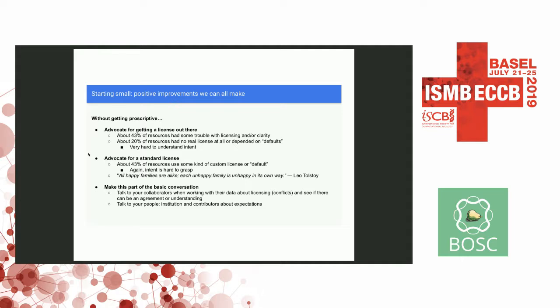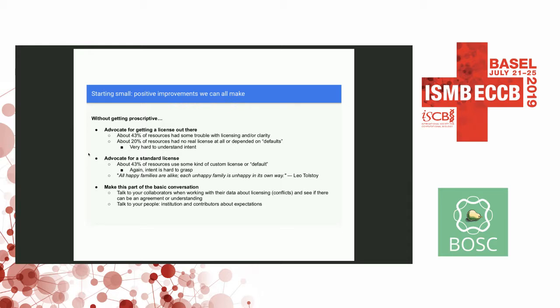So another concrete thing to do, on a super small scale, is advocate for getting a license out there. Unfortunately, I think these numbers might be a little off. We updated recently, but 43% of resources had some trouble with licensing and/or clarity. If you are part of a resource and you can help affect the terms on the page, please make sure that licenses are out there. If you see a resource without a license or with unclear licensing, just drop them a line, let them know. Advocate for standard licenses. One of the major barriers for reuse is understanding custom terms and licensing.